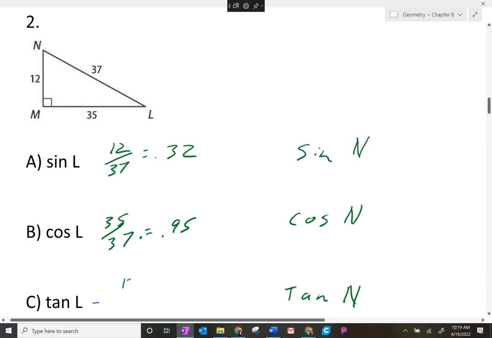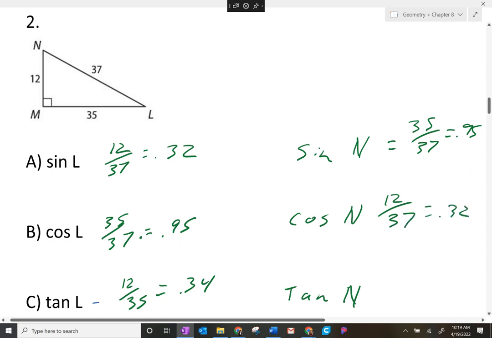Tangent of L is going to be 12 over 35. That'll equal 0.34. Sine of N, that'll be 35 over 37, or 0.95. This one is going to be 12 over 37 equals 0.32. And then this one will be 35 over 12, which will give me 2.9. Hopefully you had all those ones.